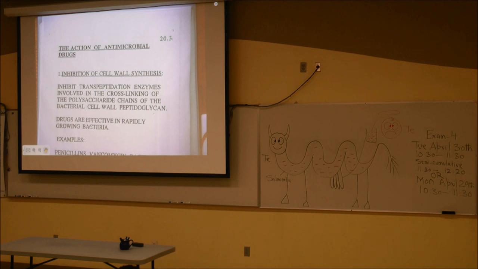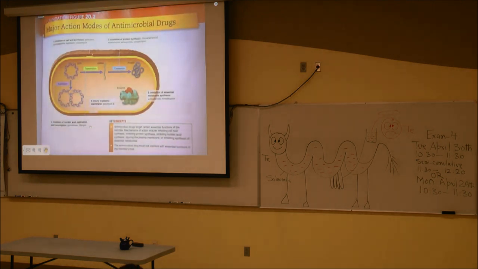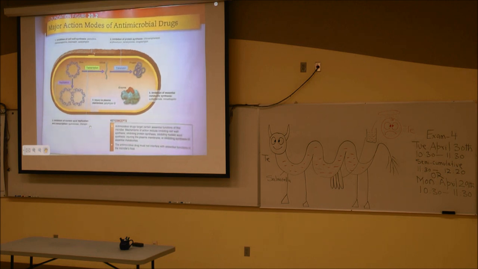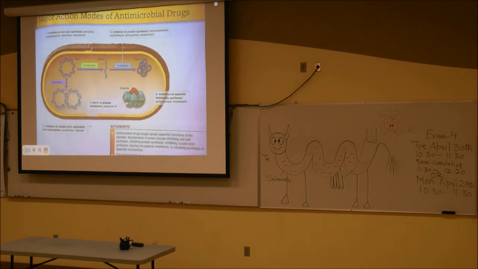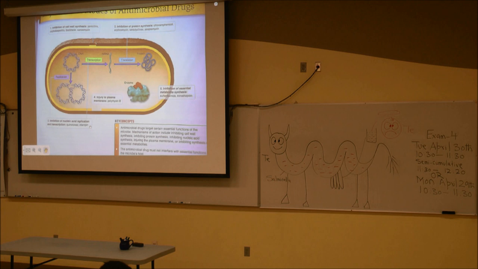Here we go. Page 561 in your textbook. Mode of action of antimicrobial drugs. First target, inhibition of cell wall synthesis: penicillins, cephalosporins, bacitracin, vancomycin. Their target is cell wall. Would you consider them narrow spectrum or broad spectrum? Narrow spectrum. Number two, inhibition of protein synthesis: chloramphenicol, erythromycin, tetracycline, streptomycin. Narrow or broad? Broad. Both gram-positive and negative, they go through protein synthesis.